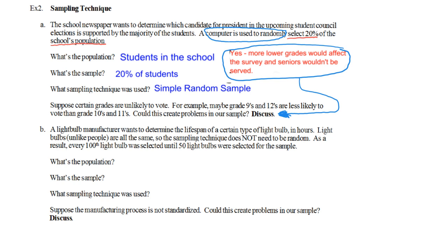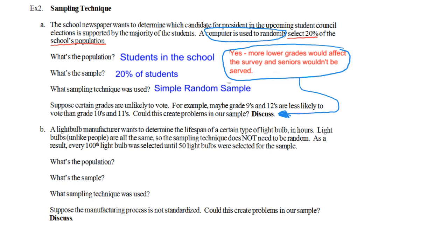All right, so for part B here, a light bulb manufacturer wants to determine the lifespan of a certain type of light bulb in hours. The light bulbs, unlike people, are all the same, so the sampling technique does not need to be random. As a result, every 100th light bulb is selected until 50 light bulbs are selected for the sample.